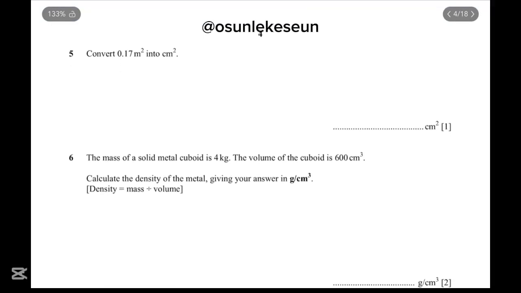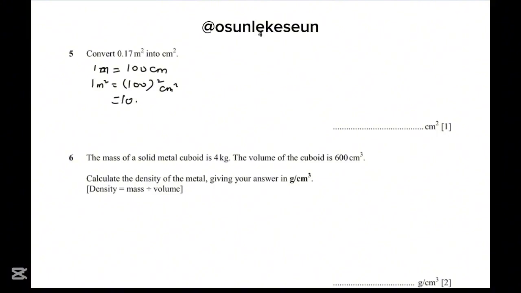So we have the next question. Convert 0.17 meters squared into centimeters squared. Well, 1 meter is what? 100 centimeters. So that means 1 meter squared is going to be 100 centimeters squared, which is going to give us 1, 2, 3, 4, that is 10,000.